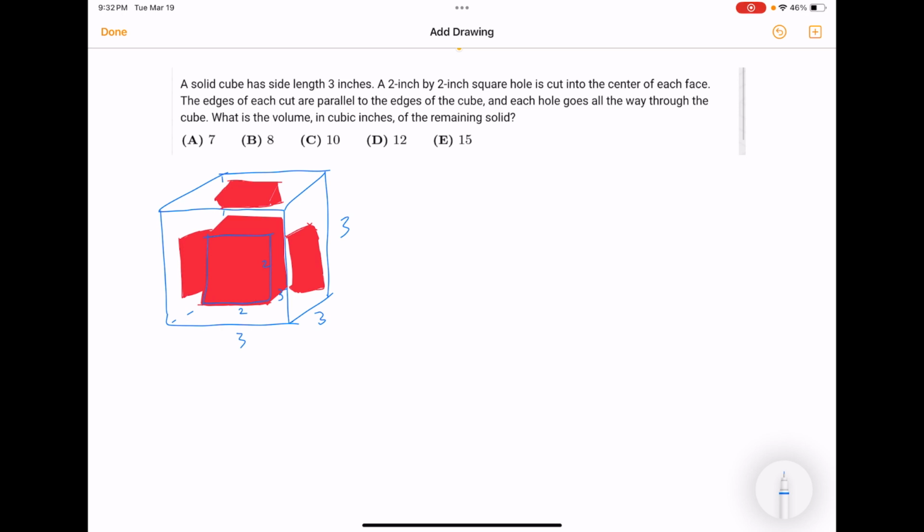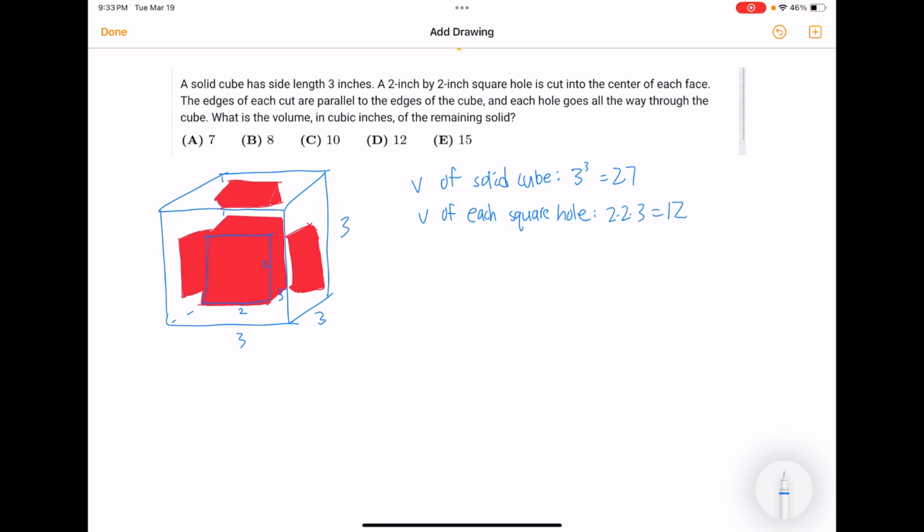And so I'm going to start off this question by finding the volume of just the solid cube itself. That would be 3 cubed, so length times width times height, 3 times 3 times 3, which is equal to 27. And then I'm going to find the volume of each square hole. That would be 2 times 2 times 3, which is 12.